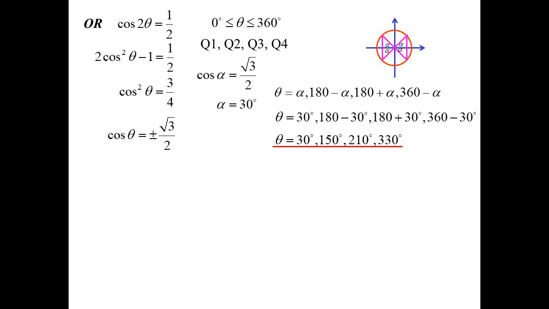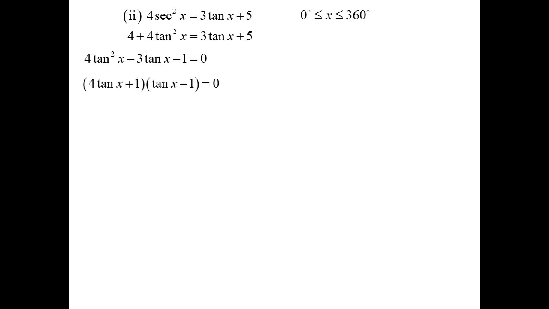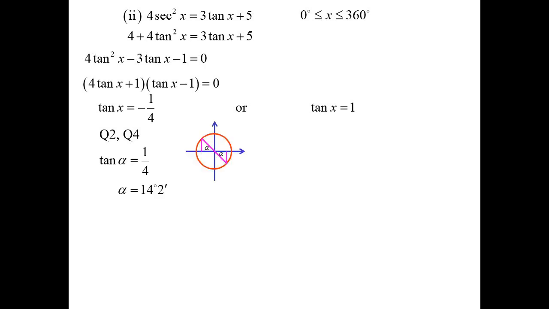Same answers, of course. Then we jumped into this idea where we used our trig identities and said, well, hang on, I've got a sec and I've got a tan. Let's make them all tan. So sec squared is 1 plus tan squared. I create a quadratic equation. Nicely, this one factorizes. So tan is either minus 1/4 or positive 1. If it's minus 1/4, second or the fourth quadrant. Solving that one, acute angle approximately 14 degrees 2.